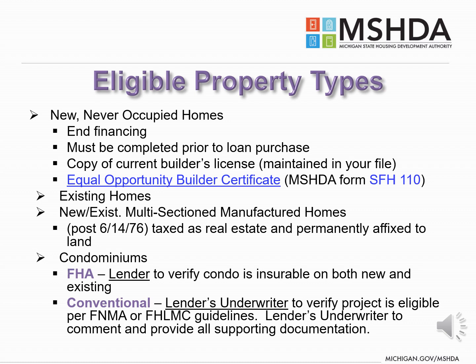MSHDA also allows existing homes, new or existing multi-section manufactured homes built after 6/14/76, taxed as real estate and permanently affixed to the land, and condominiums. For FHA, the lender is required to verify the condo is insurable on both new and existing. For conventional, the lender is required to verify the project is eligible per FNMA or FHLMC guidelines. The lender's underwriter is to comment and provide all supporting documentation in the file.